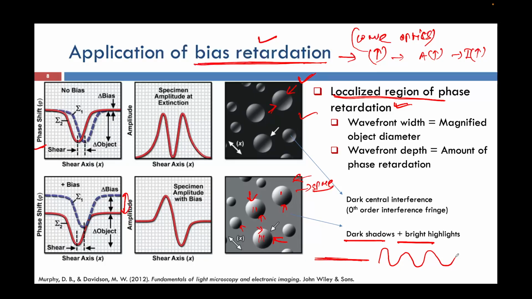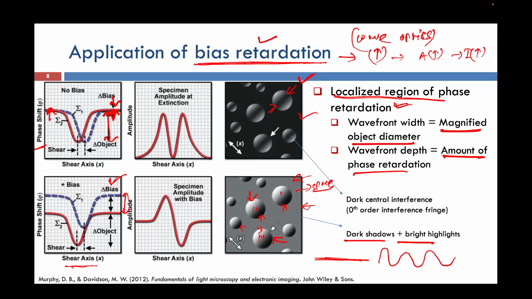And here we can see the phase shift and shear axis, and if we plot the phase shift against the shear axis, then two things we have to remember. One is the wavefront. So these are the wavefronts. The wavefront width will give you the magnified object diameter, and the depth will give you the amount of phase retardation. So here the amount of phase bias we have given is very low. Now we have retarded the phase, so that is why we get this kind of image. At least it is better than this image.